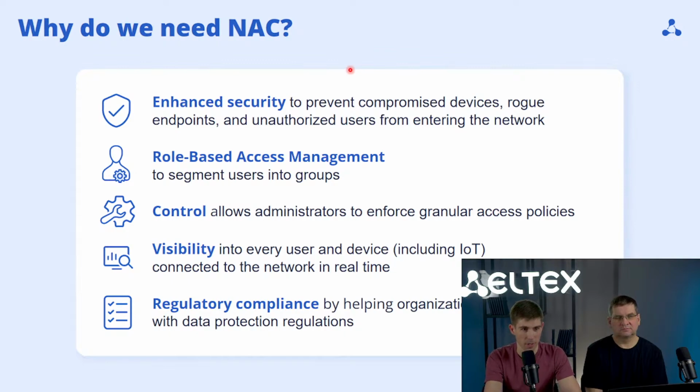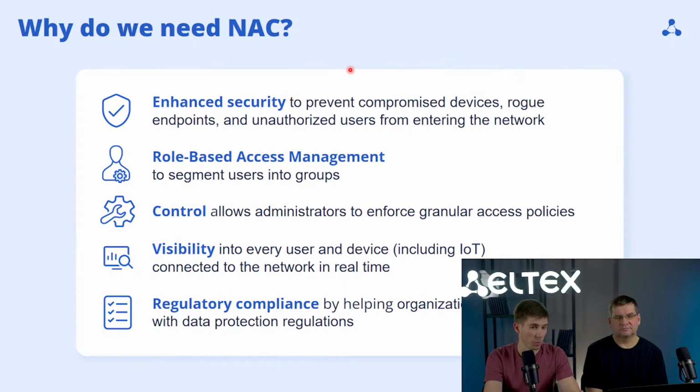Real-time visibility. This is also very important. It is actually a set of tools, things like connection journal and accounting, that allows you to see what's happening on your network in real time, what devices, including Internet of Things devices, are connected to the network, what users are connected, and what they are up to.